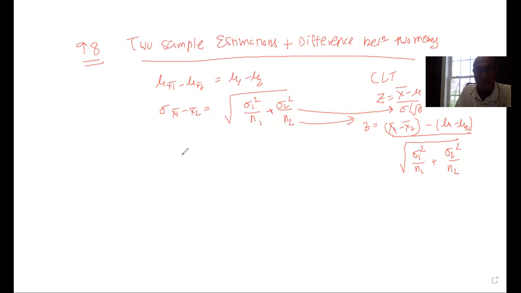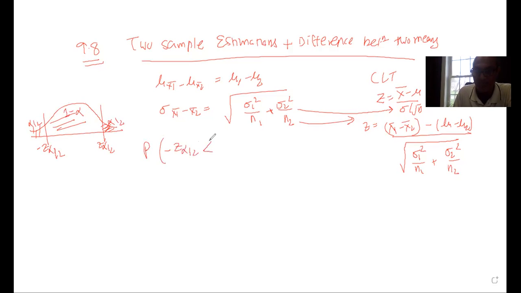Just like the previous case, in the last talk, you know this thing: z falls between negative z alpha by 2 and z alpha by 2. These are normally distributed, and this is z alpha by 2 and this is negative of z alpha by 2. It falls between these. So naturally, this area is alpha by 2, and the total area is 1, so the middle is 1 minus alpha. That means the probability that negative z alpha by 2 is less than z is less than z alpha by 2 is equal to 1 minus alpha, right?